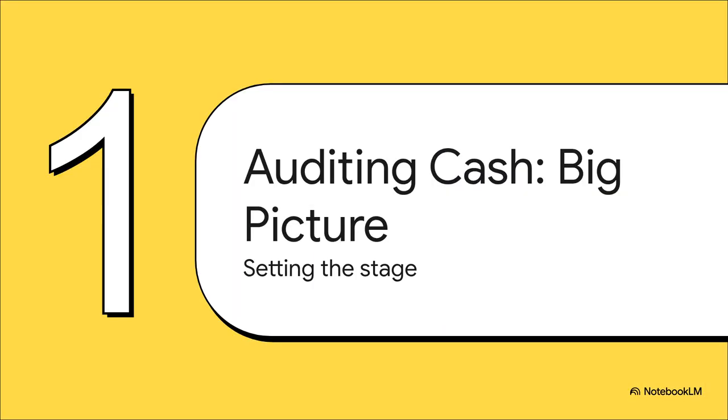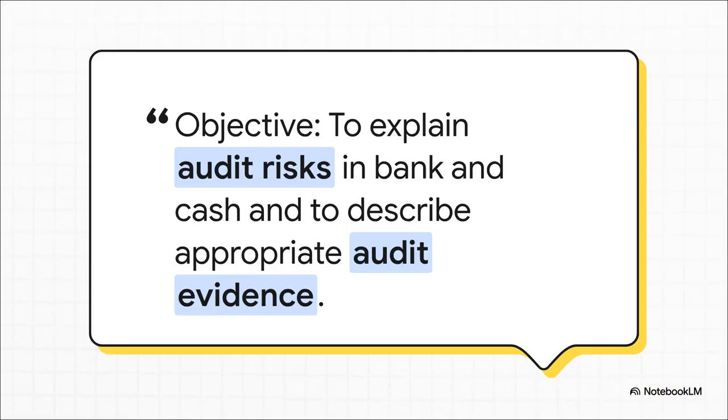Why all this focus on cash? Well, like I said, it's what keeps a company running, but it's also incredibly vulnerable. So an auditor's job, at its core, is to provide assurance, to make sure that the cash number you see on the financial statements is solid and reliable. And this right here, this is the official objective, and it gets straight to the point. It's really a two-part mission. First, you've got to understand what could possibly go wrong. Those are the risks. And second, you have to know how to find the right kind of proof, the evidence, to make sure it hasn't.